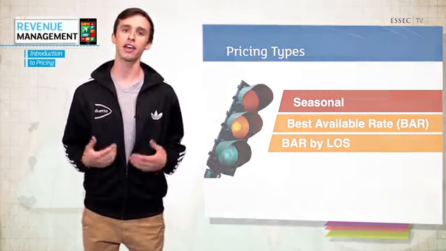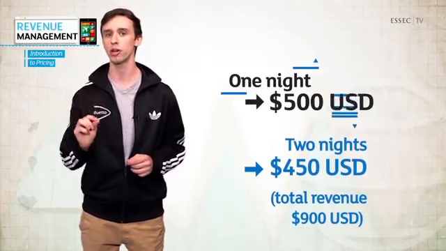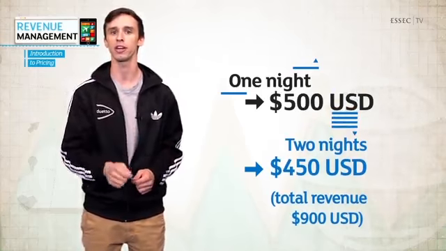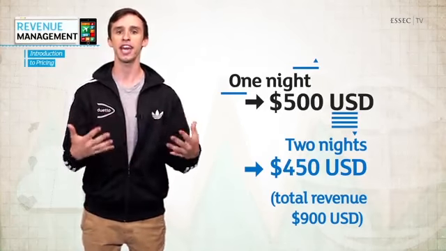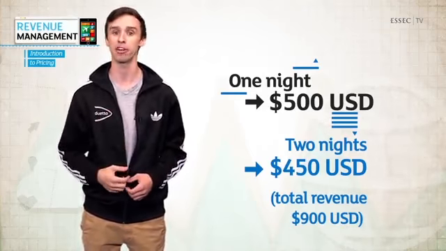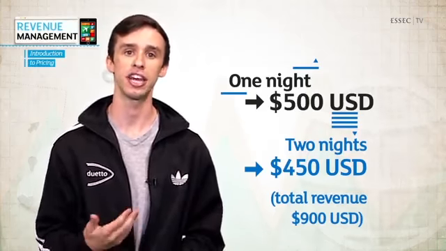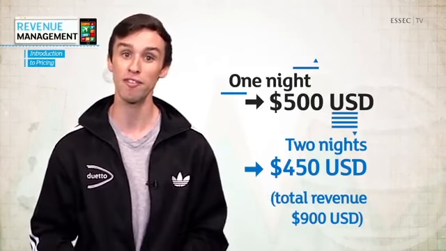BAR by length of stay, as well, has the means of being semi-dynamic. It enables some ability to fluctuate the rates, but also still has those derived rates based off of one master BAR rate. So really there's only one rate that's changing. BAR by length of stay means that a guest will be paying different prices per room night based on the length of stay at the property. For example, if a guest is to stay 1 night, the rate may be $500. If the guest stays 2 nights, it would be $450 US a night, or $900 in total revenue. If the guest is to stay 3 nights, it would be $400 a night, or $1,200 in total revenue.